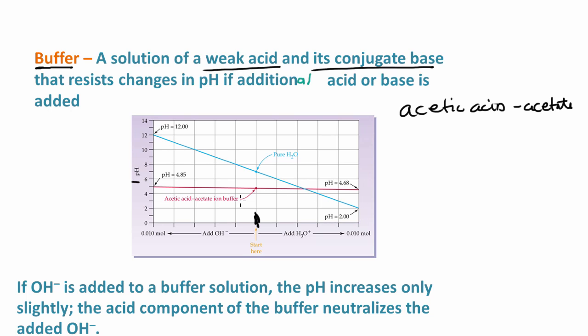Now, if we were to add the same amounts of acid and base to the buffer, then we don't see much of a change in pH. In fact, the range is 4.68 to 4.85. And that's because the buffer is composed of an acid. The acid will react with any additional base that is added, and it is also composed of the acetate ion or the base, and that base will react with any additional acid that is added.